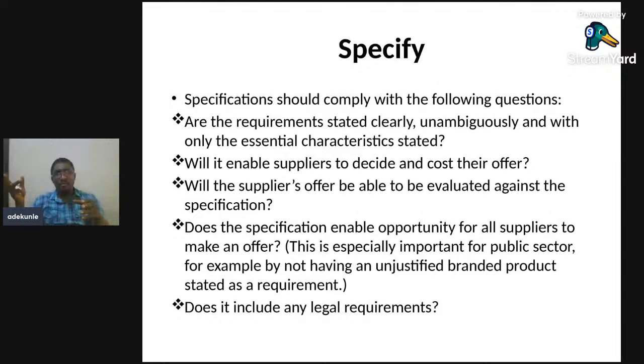Will it enable the supplier offer to be evaluated against the specification? You ask questions like, does the specification enable the opportunity for a supplier to make an offer? Also, does it include any legal requirements, where they can be stated clearly?